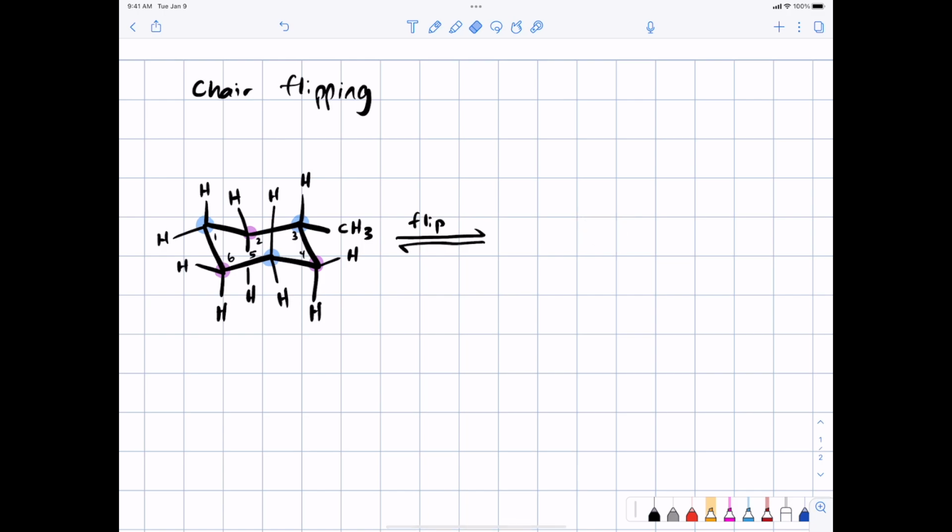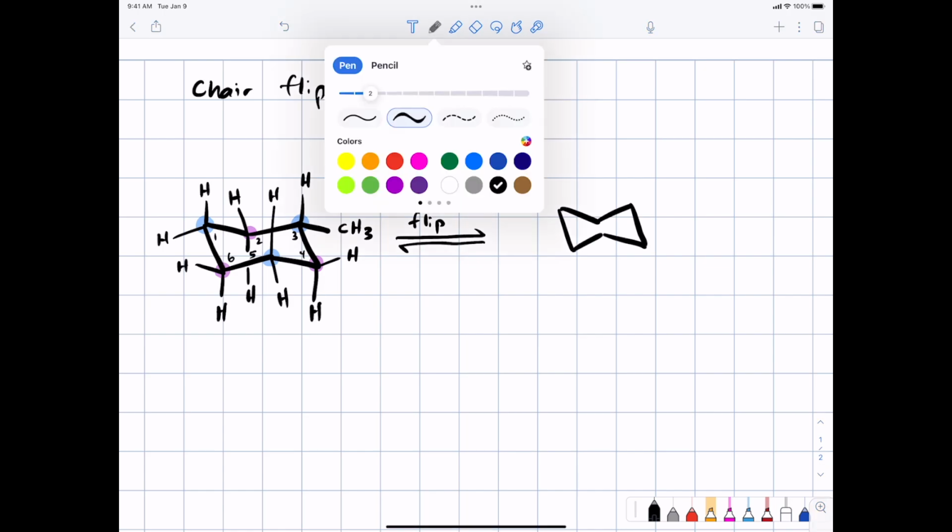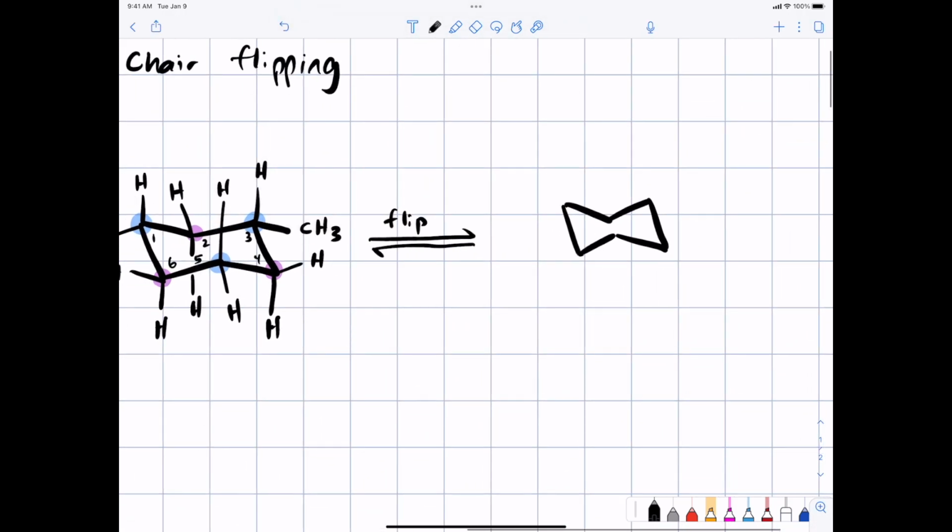So what I'm going to do when I do a chair flip is draw the same basic structure of the chair, but now I'm going to still highlight which carbons are down and which carbons are up, reminding myself that after a chair flip, up carbons go down and down carbons go up. My up carbons were 1, 3, and 5. Now my down carbons need to be 1, 3, and 5. And same thing with my formerly down carbons 2, 4, and 6 that are now up.